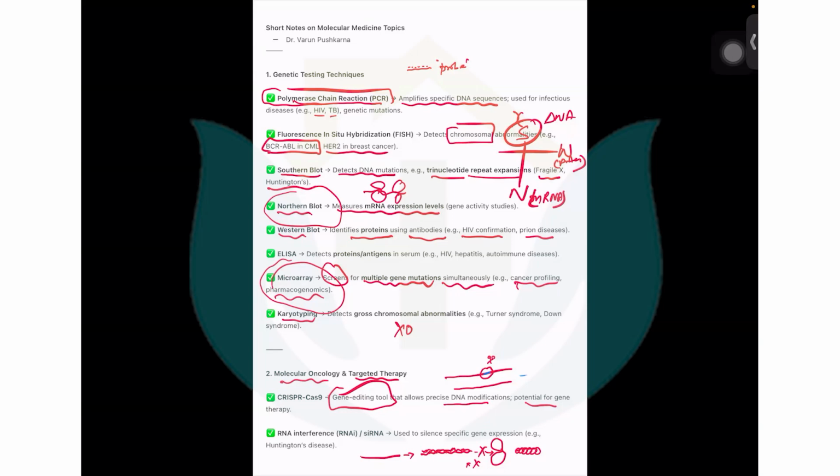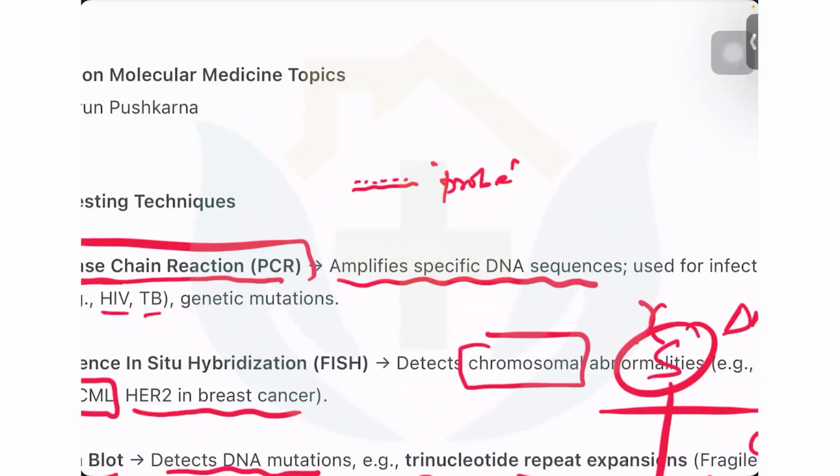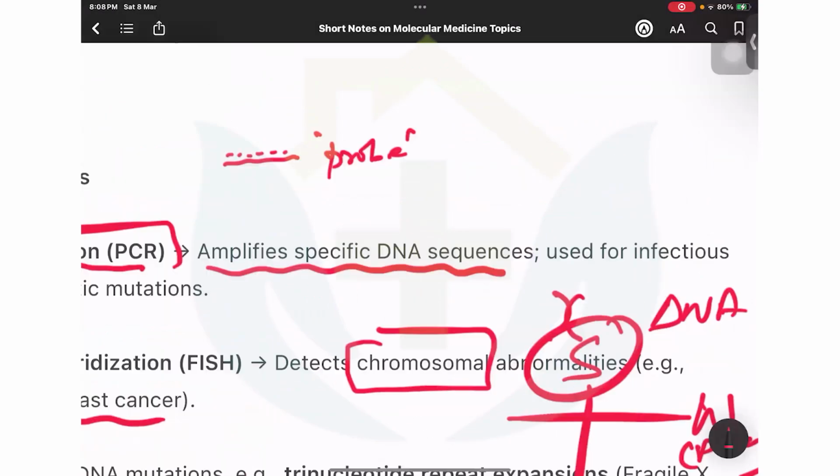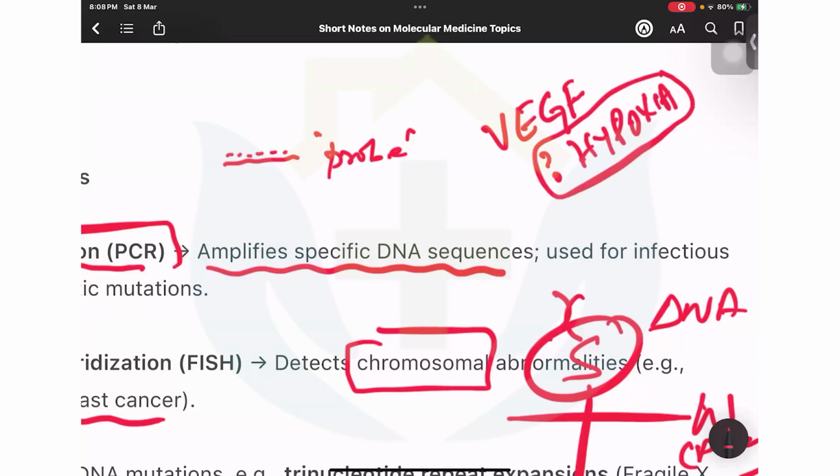And what is the biggest trigger for vascular endothelial growth factor? VEGF, sorry. So what is the biggest trigger for VEGF? Hypoxia. Wonderful. That is why whenever there is hypoxia, the collaterals are formed.